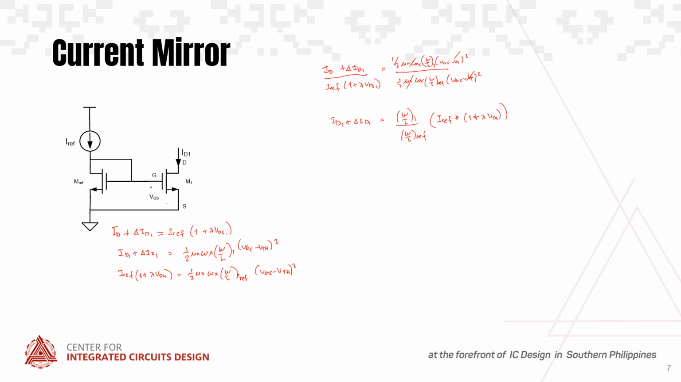Can be written, let's simplify. So we have Iref, let's take out the Iref so it can be emphasized. Iref times W/L1 over W/L ref times 1 plus lambda VDS1. Okay, so this is ID1 plus change of ID1.